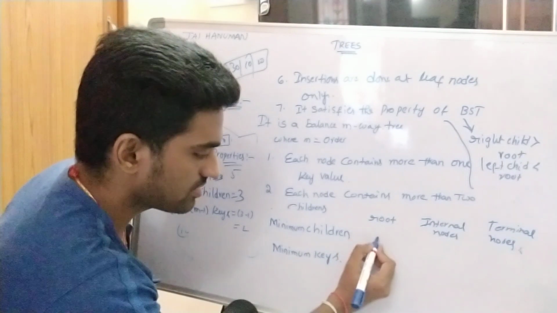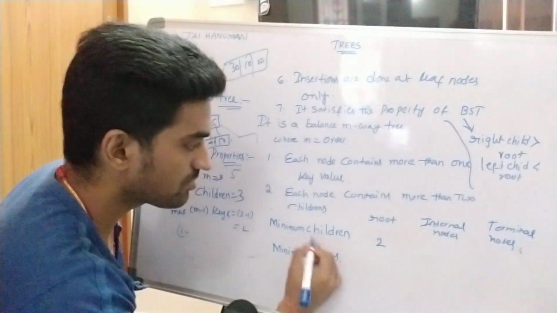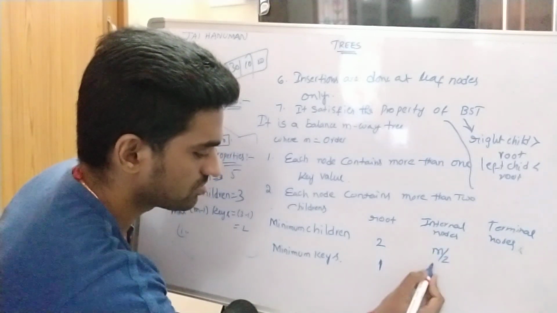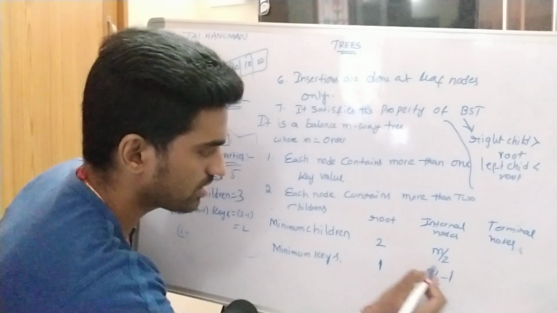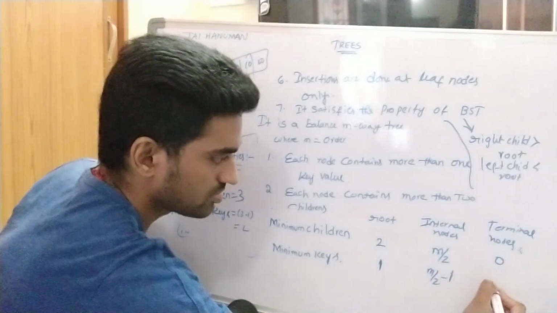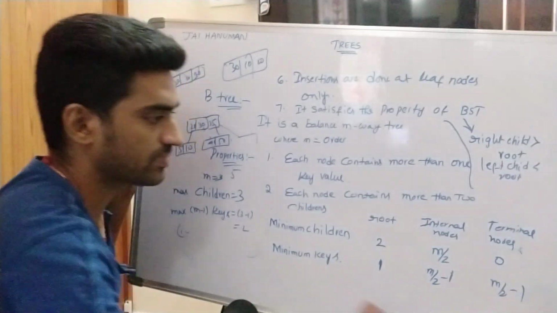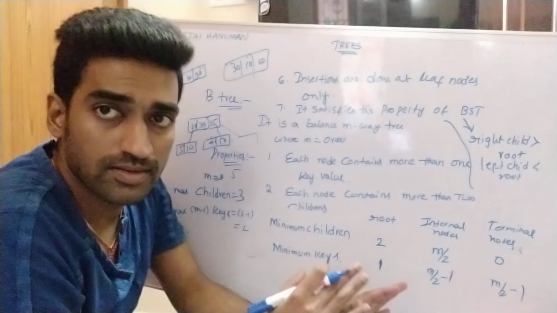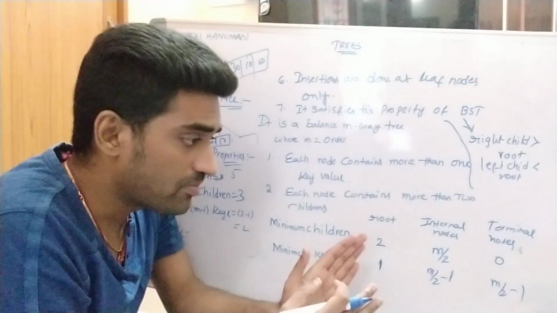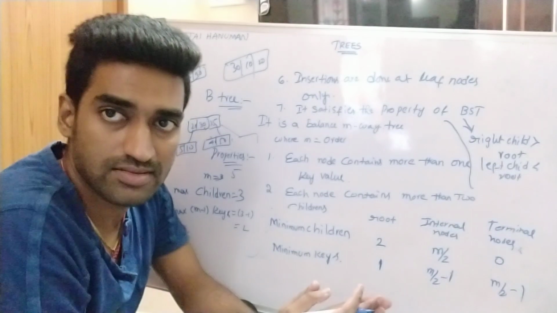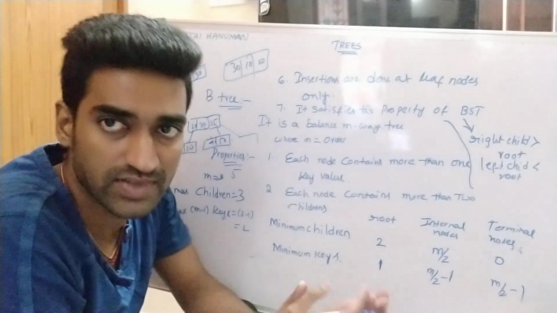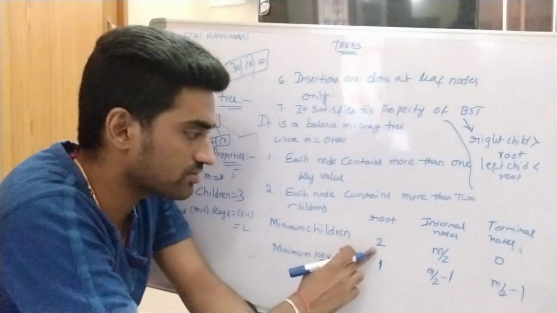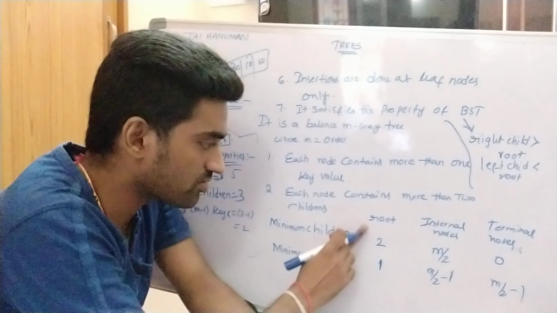For the root, the minimum children is 2. Sorry, the minimum children is 2 and the minimum keys is 1. So these are the minimum values. For a B tree, maximum children are m, maximum keys are m minus 1. The minimum children for the root is 2, and the minimum keys for the root is 1.